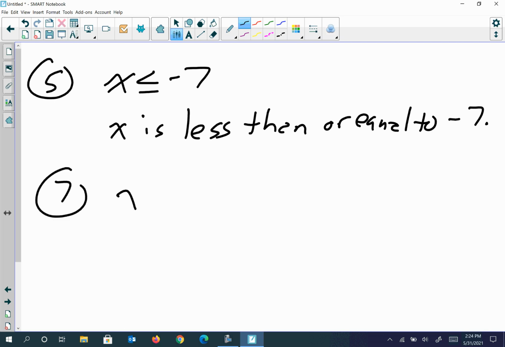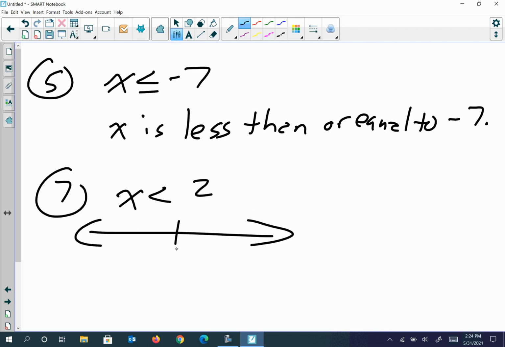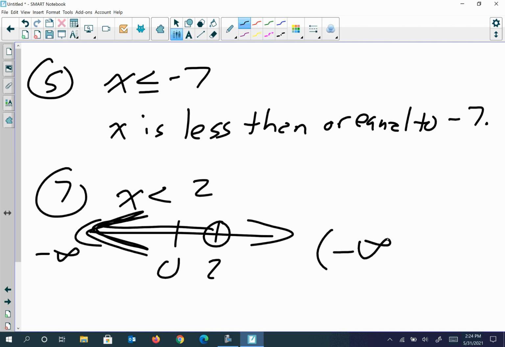Number 7 says graph the inequality and then write an interval notation. So we have a number line. We have 0 here. Let's say we have 2 here. We have an open dot going this way. That's where it's shading, so that's going to -infinity. Interval notation would be from -infinity to 2, rounded bracket.